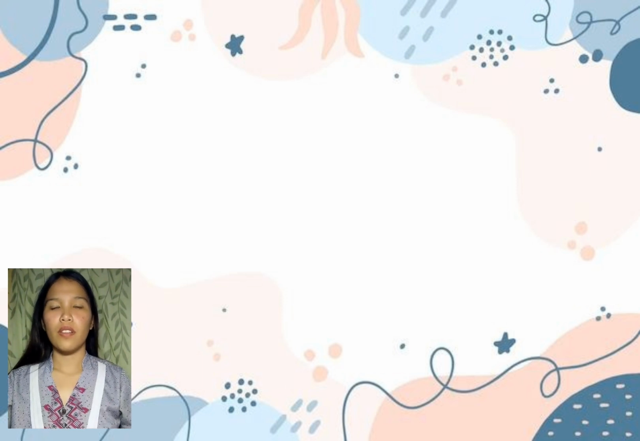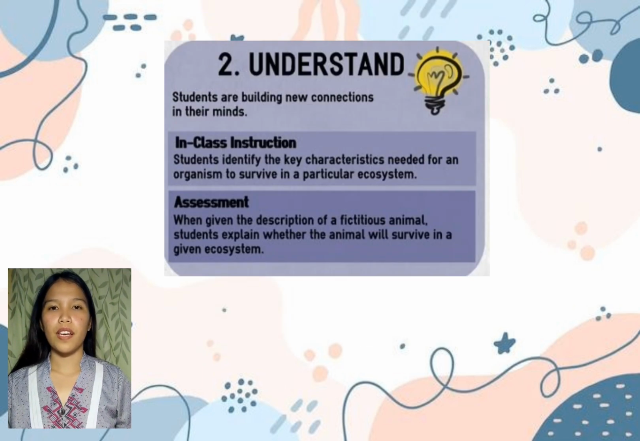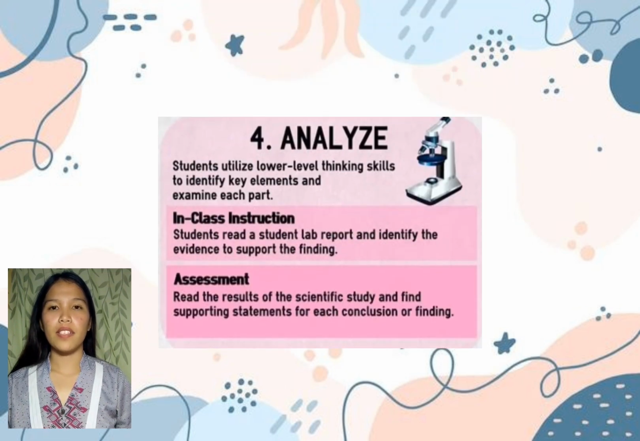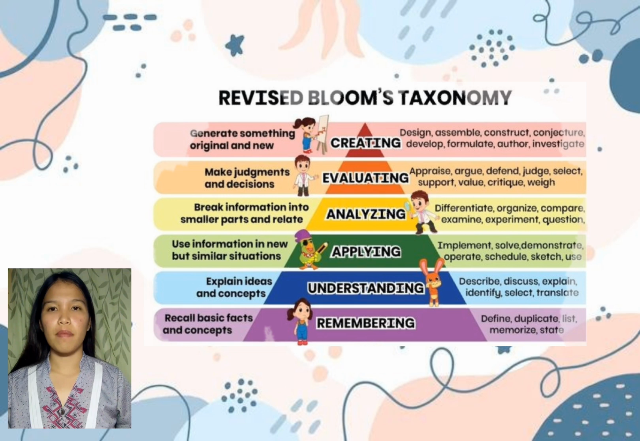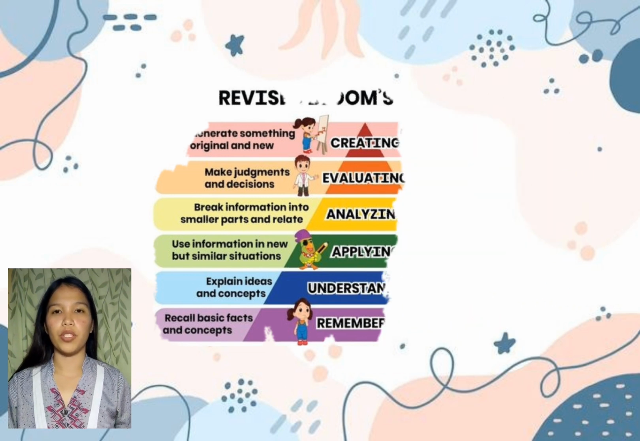As we journeyed through the 6 levels of Bloom's taxonomy, remembering, understanding, applying, analyzing, evaluating, and creating, we uncovered the profound steps that guide our learning and thinking processes. Each level is a testament to the power of growth and transformation, not just in academics but in how we approach life challenges and opportunities.